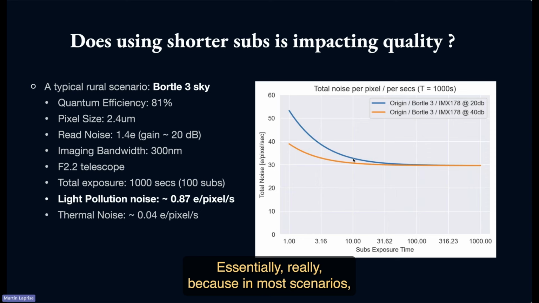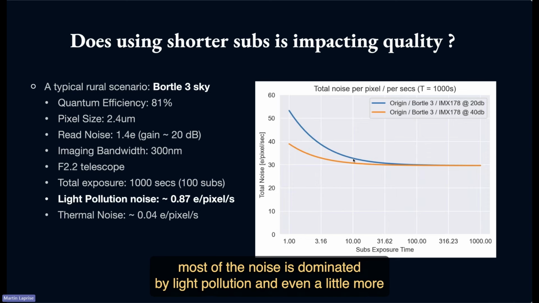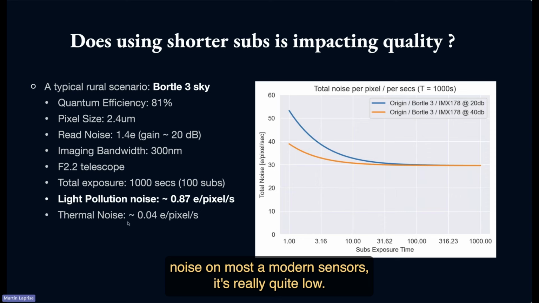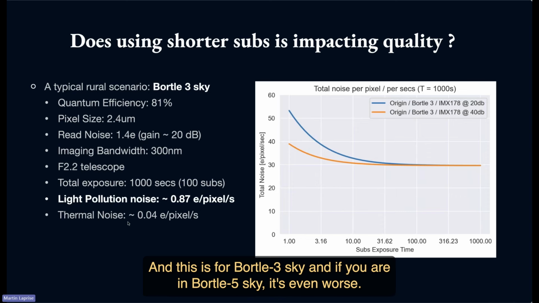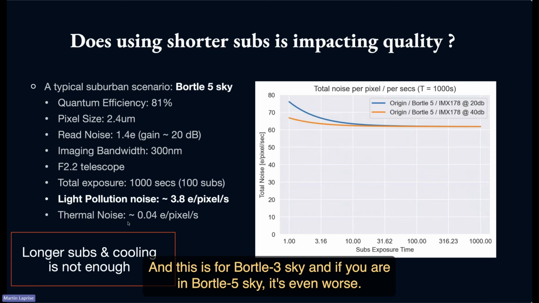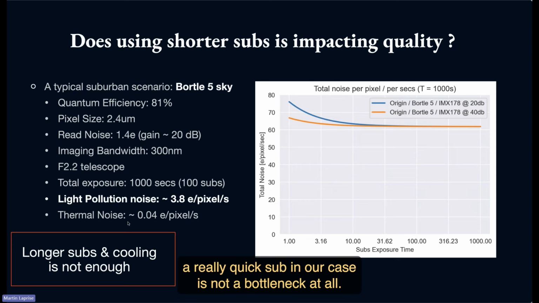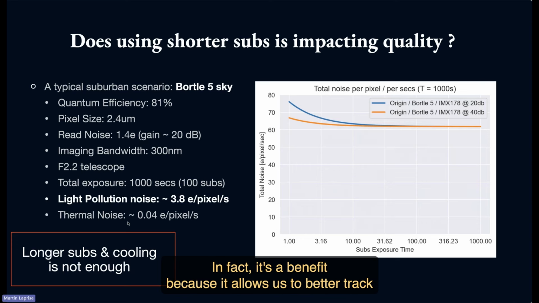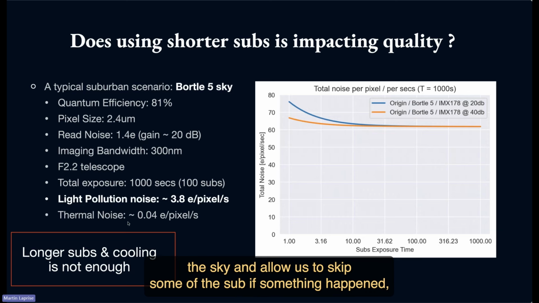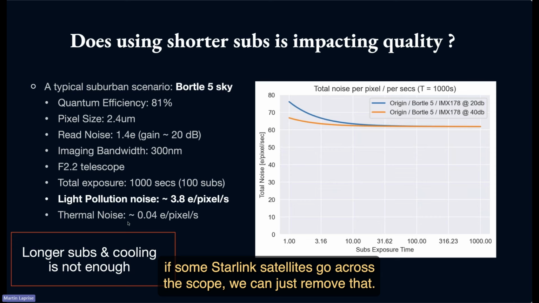Really, because in most scenarios, most of the noise is dominated by light pollution. And even the thermal noise on most modern sensors is quite low. This is for a Bortle 3 sky, and if you are under Bortle 5 skies, it's even worse. So the takeaway is that using really quick subs, in our case, is not a bottleneck at all. In fact, it's a benefit because it allows us to better track the sky. It allows us to skip some of the subs if something happens. If a Starlink satellite goes across the scope, we can just remove that.